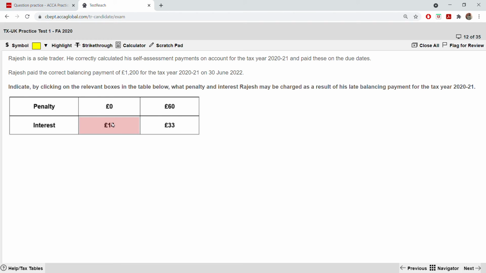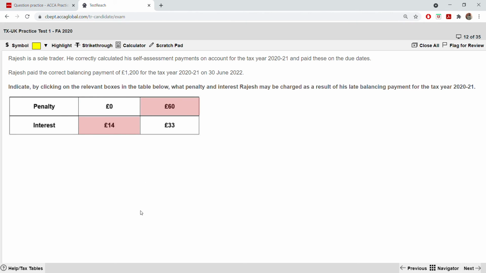So how much is the penalty? First of all, you have to decide whether a penalty will be imposed or not. Sometimes a penalty is not imposed even if you are late. It depends how late you are, by how many days. A penalty will be imposed if you are more than 30 days late. How much? 5% on that amount. 5% on which amount? 1,200. So 5% on 1,200 is 60.